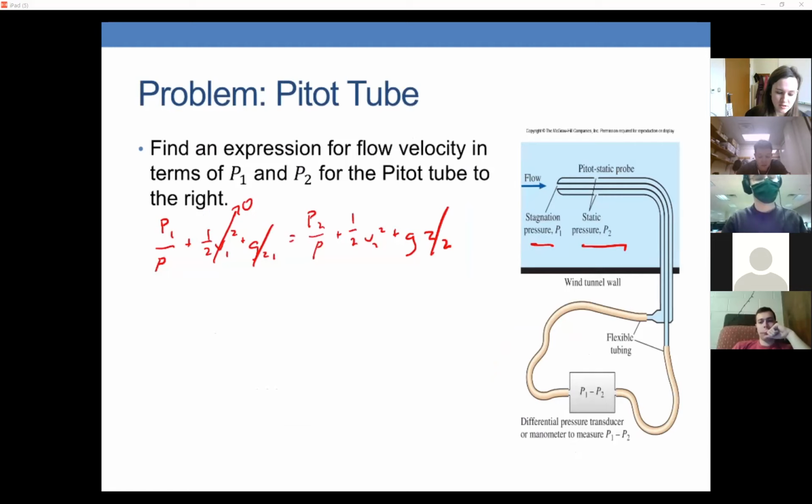Okay. So then we could solve for V2, which I'm just going to call V because we mean the velocity around here. What do we get? P1 minus P2. Okay, 2 times P1 minus P2. What else?